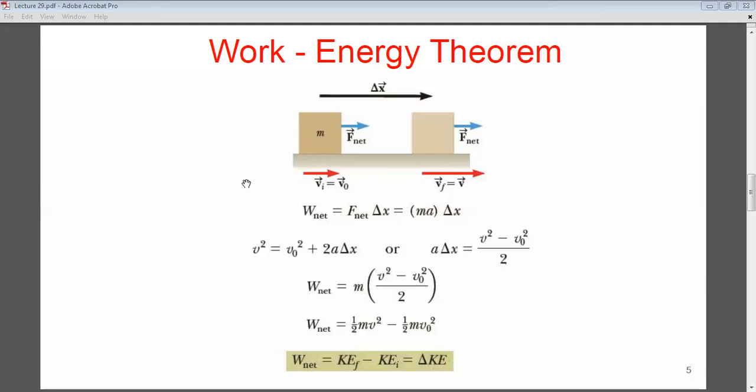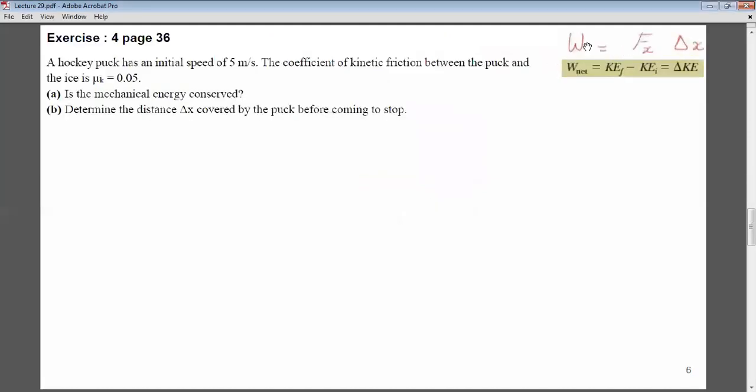When do I use this formula? I use this formula mostly if there is friction, okay? Because if there is friction, I cannot use conservation of mechanical energy. I cannot use mechanical energy final equal mechanical energy initial. So when I have friction, I need to use W net equal delta kinetic energy. Let's solve some exercises using this formula. So now I'm reminding you that we have W by any force is Fx delta x, and W net is delta kinetic energy. Let's do the first exercise.